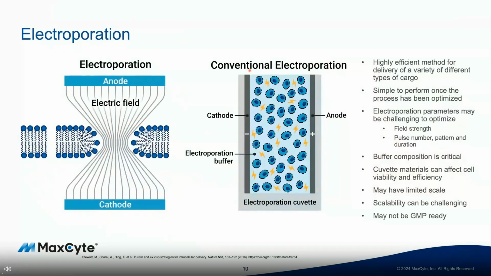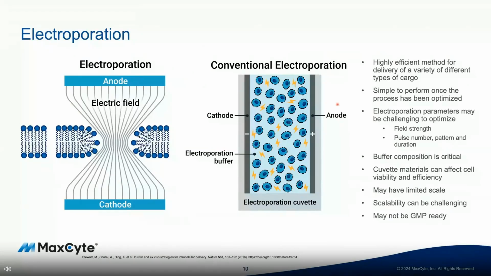So electroporation can be a highly efficient method for delivering various types of cargo into the cell, and it basically involves an electric pulse running through two parallel plates. This temporarily introduces a pore in the cell membrane. If you look at a typical electroporation cuvette, which has electrodes on both sides of the cells, you can electroporate multiple cells at the same time to introduce your cargo into them.